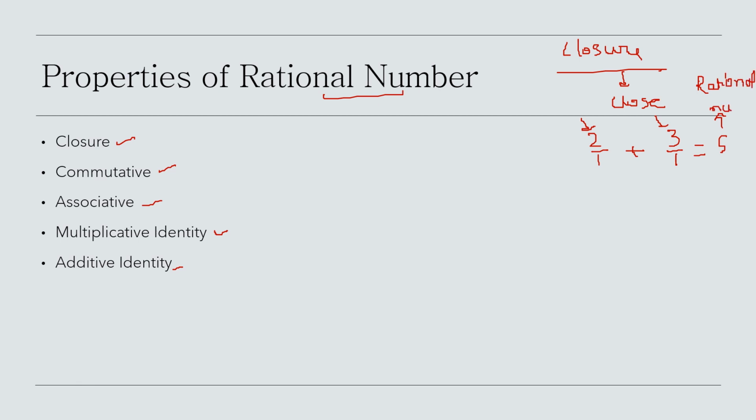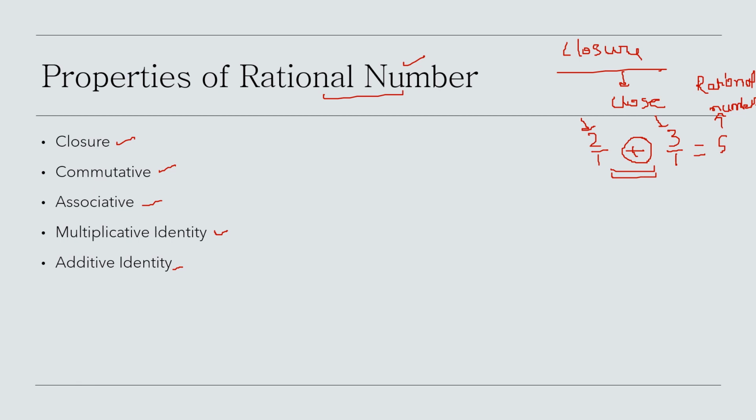So when the result has a closeness with the property of their original values, then we say that yes, rational numbers under the operation addition hold closure property. Are you getting my point?